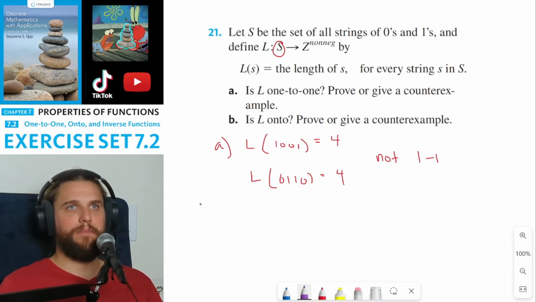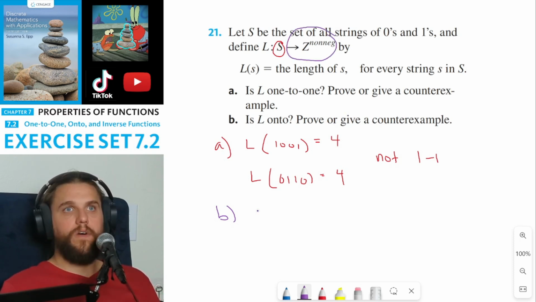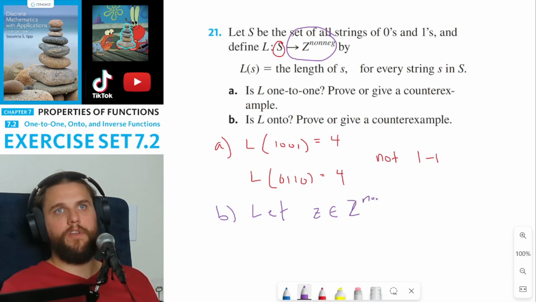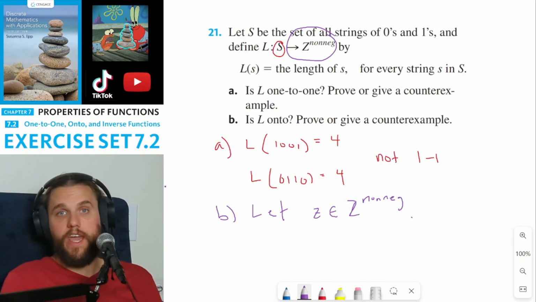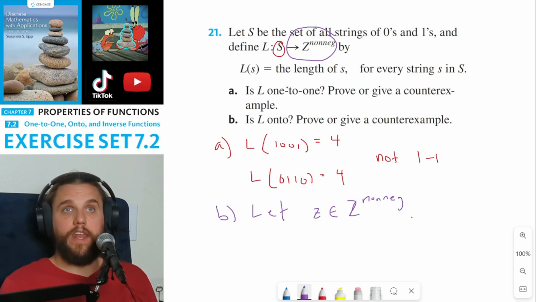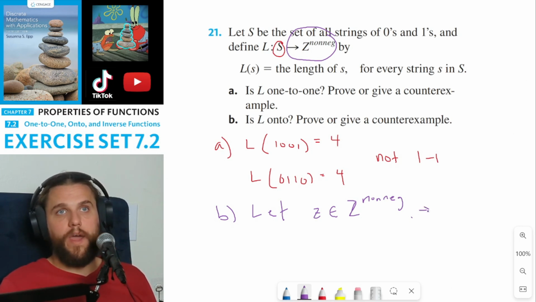Let's move on to part B. Is L onto? Meaning, is every non-negative integer here an output of the function? Well, consider an element from that set. So let's let lowercase z be in the set of all non-negative integers. So z is a non-negative integer. We don't know what it is, but it is a non-negative integer. Or put another way, z is an integer that is greater than or equal to 0.